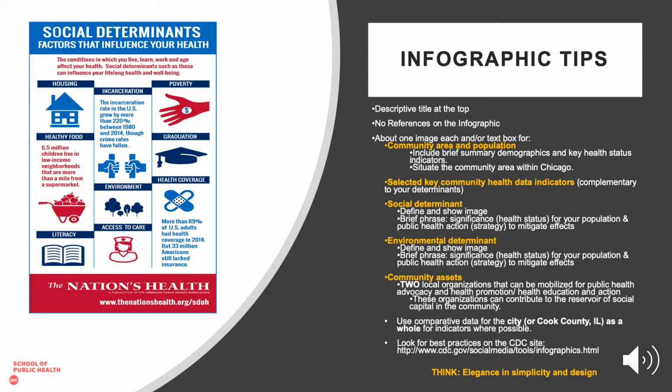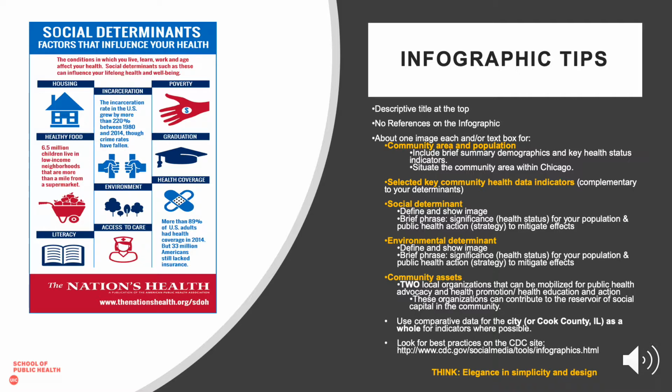Be sure to include your community area and target population and a brief description of demographics and key health status indicators. Address the social, health, and environmental issues of interest. Don't forget about what we mentioned before about situating the community area within Chicago, as you saw in the previous slide.